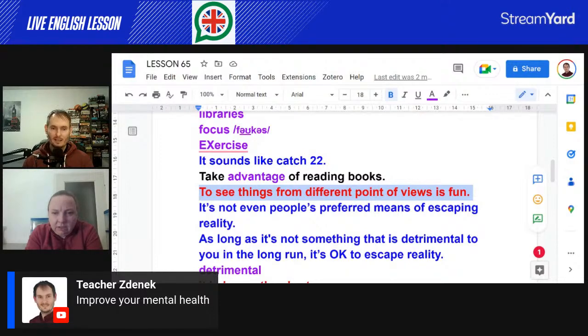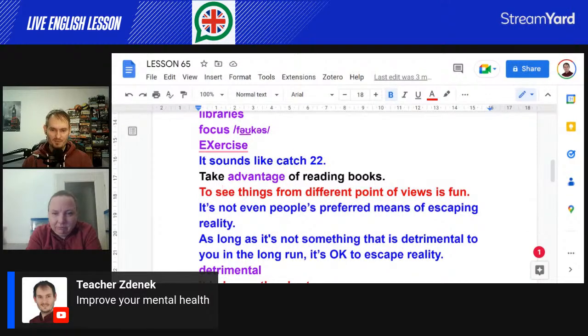That's right. What's wrong with this? Different point of views. Different points of view. Points of view or points of views? I would say points of view. Points of view, yeah. So the problem is here.